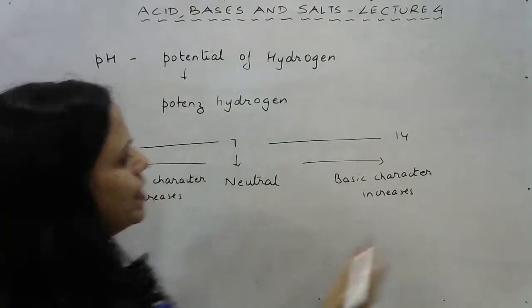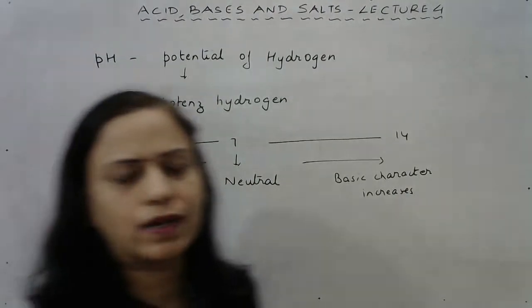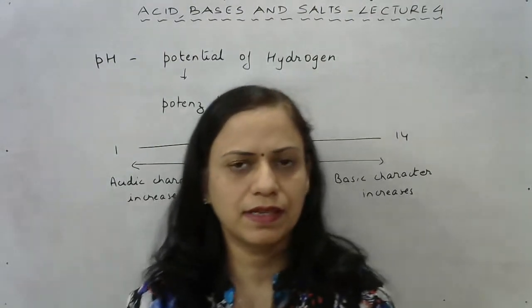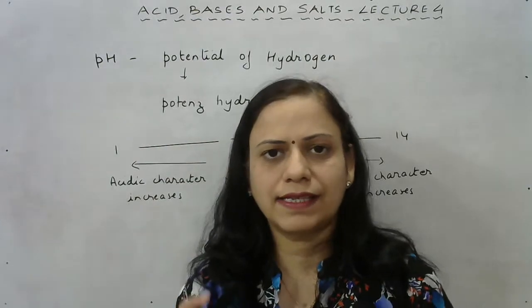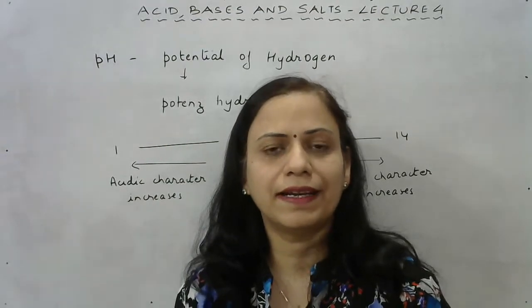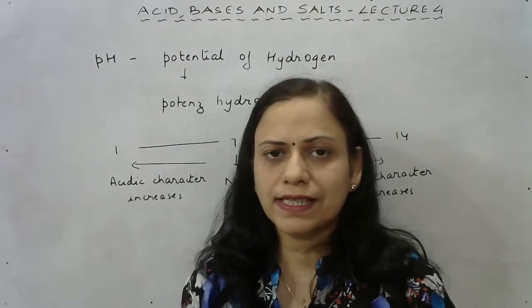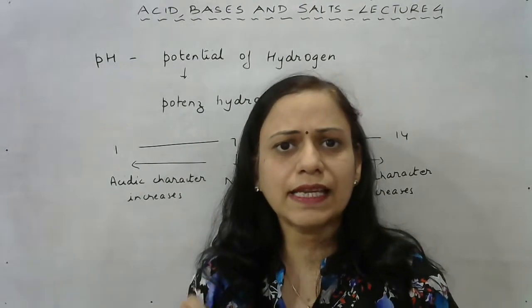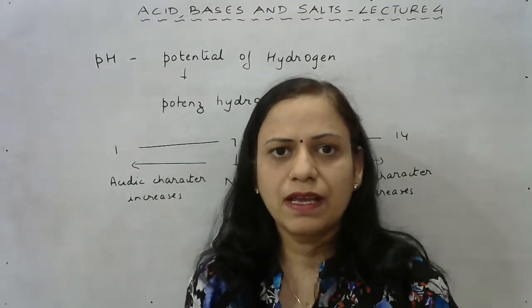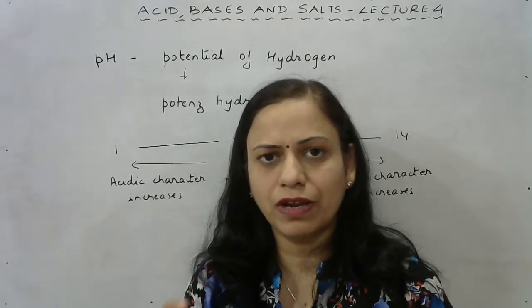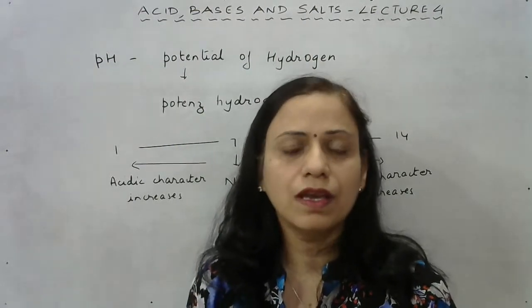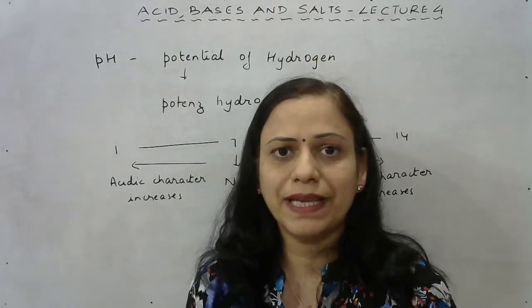And how do we measure the pH? How do we come to know what is the pH of a particular substance? In the first lecture of this chapter, we discussed that there's an indicator which is known as universal indicator. When universal indicator is impregnated on paper strips, it forms pH paper. The term used for that particular paper which is impregnated with universal indicator is pH paper.